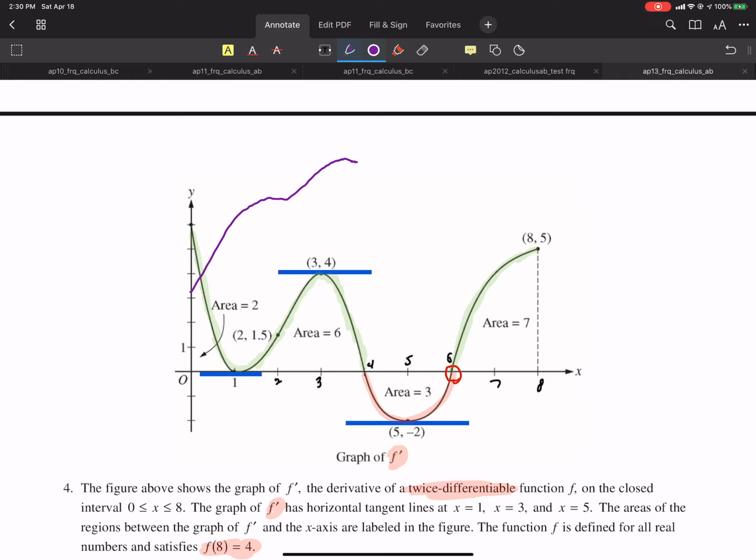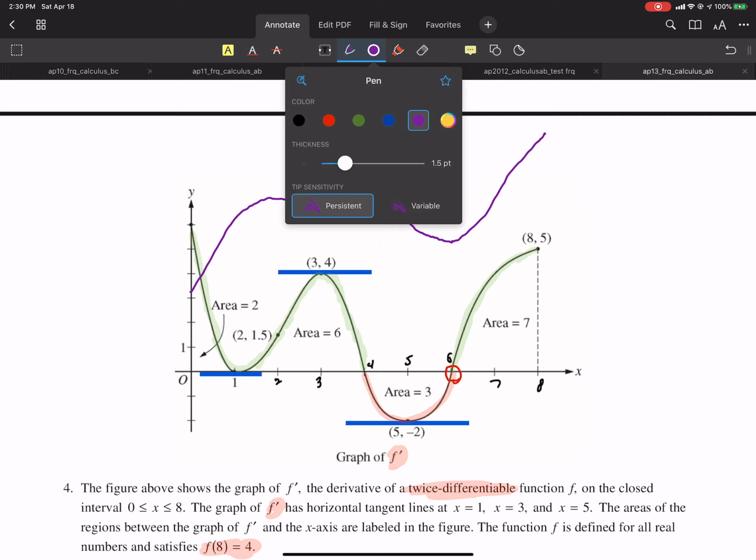up to 4. From 4 to 6, since f prime's negative, we know the function is going to decrease all the way through that region. And then from 6 to 8, since f prime's positive, we know it's going to increase. So that's a rough picture. I don't even claim to be anywhere close to accurate. But I want to highlight some things.